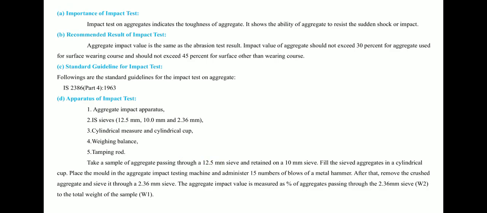So simply, you have to fill the aggregate in the cylindrical mold or cup in 3 layers, giving 25 tampings each. Keep the filled mold in the aggregate impact apparatus, and give around 15 blows. Take out that crushed aggregate sample and sieve it through 2.36 mm sieve. Whatever the weight of that sample, measure it as W2 and take the ratio. That ratio will be your impact test value.